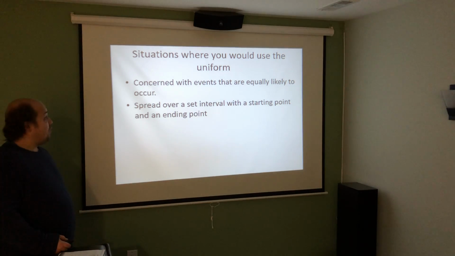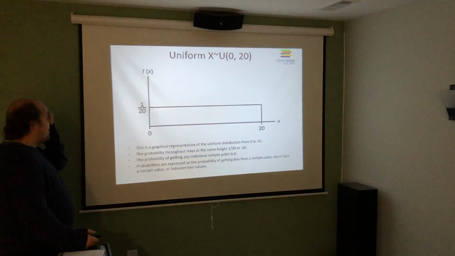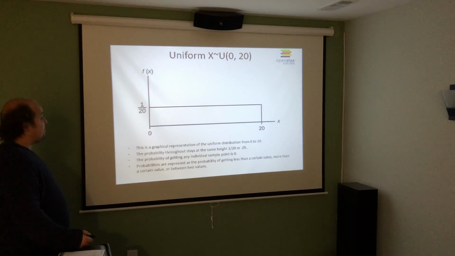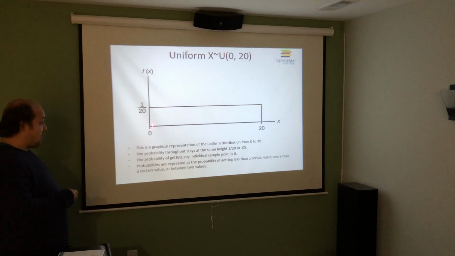Situations where you'd use the uniform is when you're concerned with events that are equally likely to occur, and when it's spread over a set interval with a starting and ending point. So let's say that we wanted to look at the uniform distribution that spread from 0 to 20. Any 1 unit interval in there would have a probability of 1/20 of occurring. This is a graphical distribution where I like to call it drawing the box. So it looks like a rectangle. The start of the box or the start of the rectangle is 0. The end of the box or the end of the rectangle is 20. Throughout this, the probability stays 1/20th for any one unit that I go in between here.